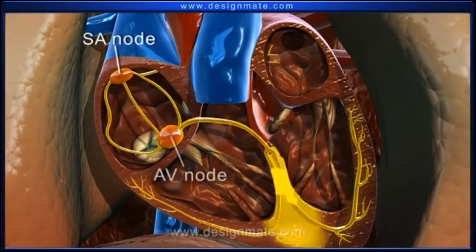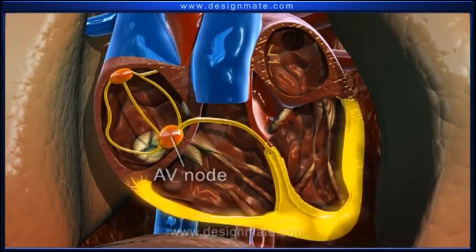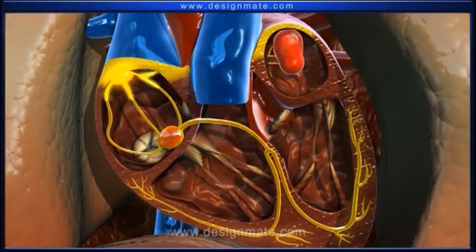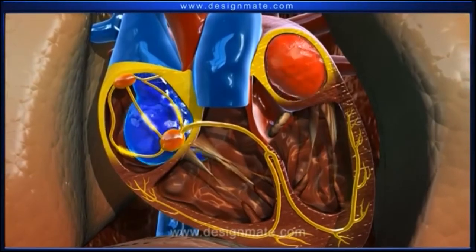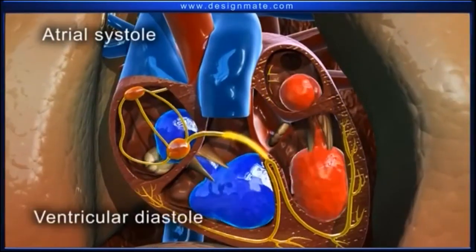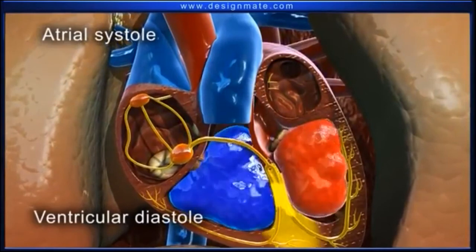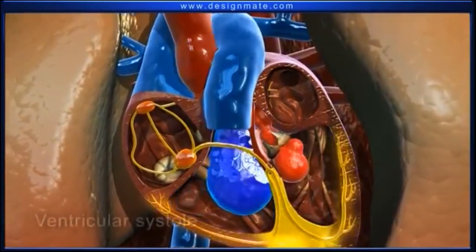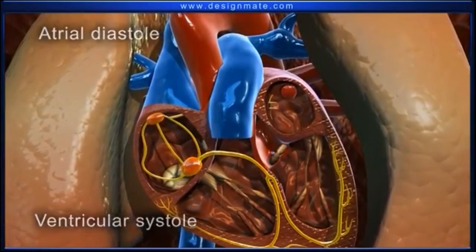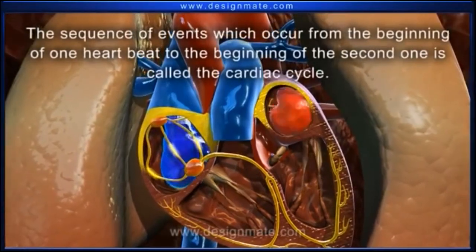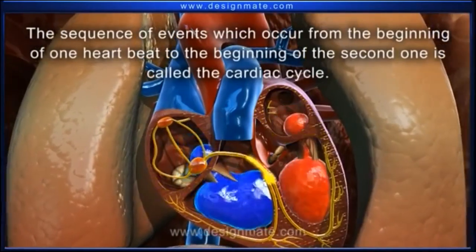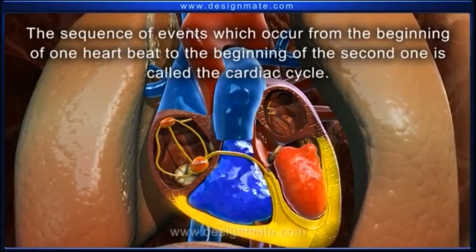These impulses are generated by the sinoatrial and atrioventricular nodes. Inside the heart, the blood flows in a specific direction. Contraction of the atria is called atrial systole. At this time, the ventricles are in diastole. Then, the ventricles contract. It is known as ventricular systole, and the atria are in diastole. This sequence of events, which occurs from the beginning of one heartbeat to the beginning of the next one, is called the cardiac cycle.